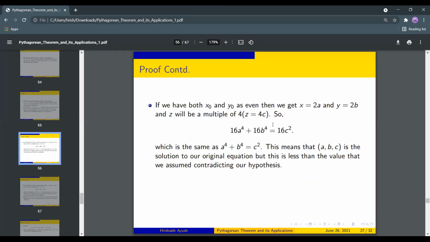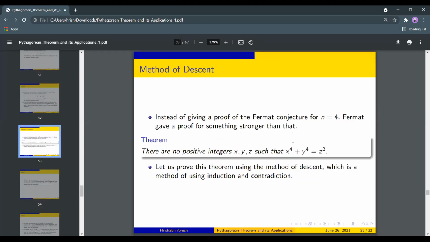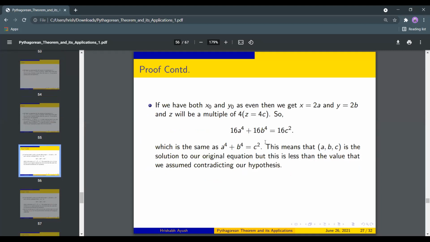Yes. So that is why z has to be a multiple of 4, and we included z equals 4c. So now we again need to find this thing. But wait a second. Isn't it the same as this thing? Like x to the power 4 plus y to the power 4 equals z square. This is the same as a to the power of 4 plus b to the power of 4 equals c square. So this means that a, b, c is the solution to our original equation.